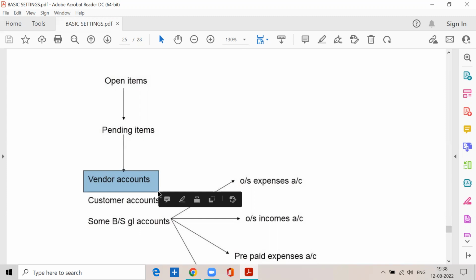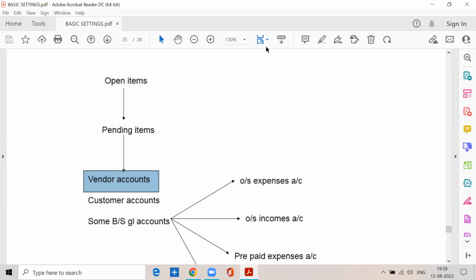So till you make the payment to vendor on 30th day, right? The system will display this invoice in the red color. That is called open item. So this is just information provided to the user that on this invoice payment is pending. So that is called open items for vendor accounts.